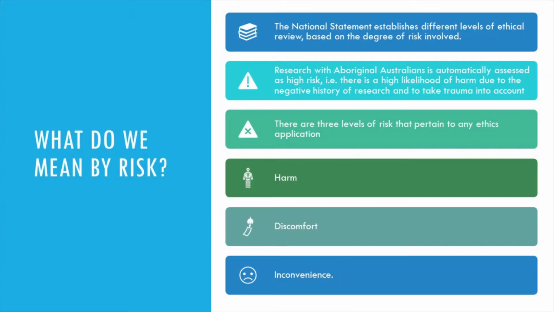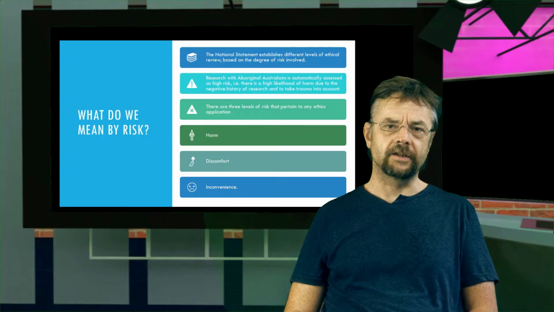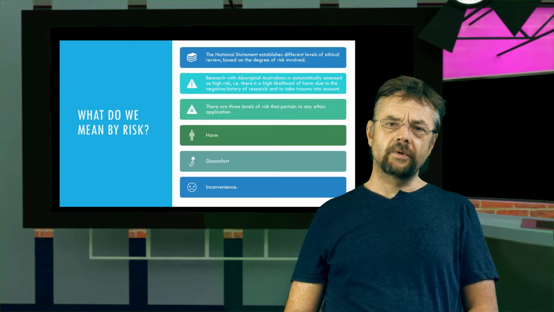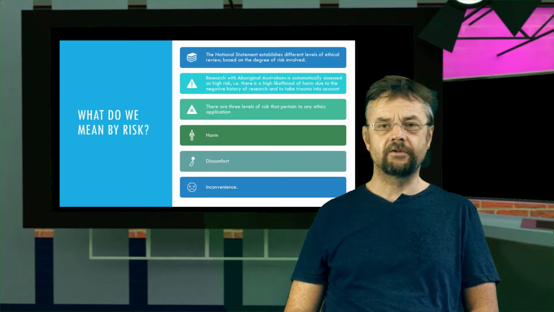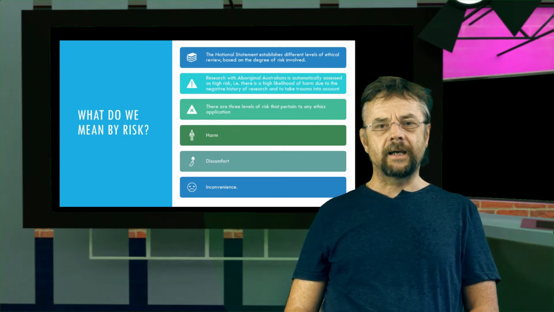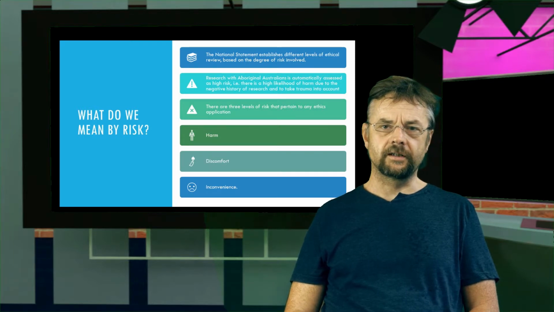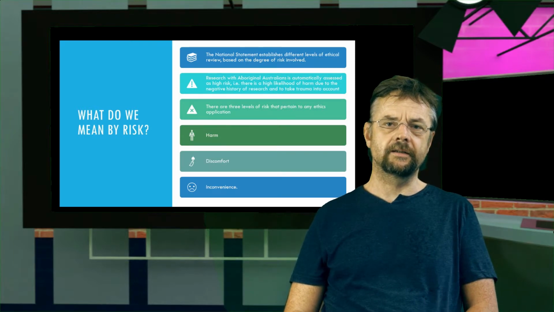One thing that can be confusing for people new to research is understanding the role of ethics and the separation of low and high risk projects. I just said that research with Aboriginal Australians and other Indigenous Australians is automatically assessed as a high-risk project. This is because, as we've outlined in this lecture series, there's a long history of not merely negative but actively detrimental, destructive research within psychology and other disciplines in relation to Aboriginal Australians.